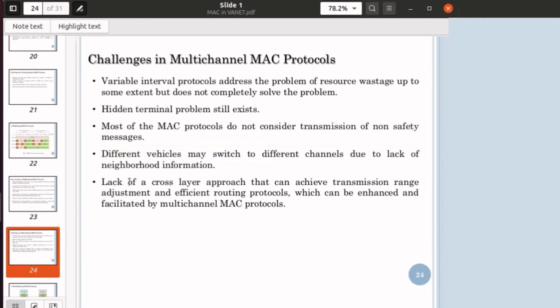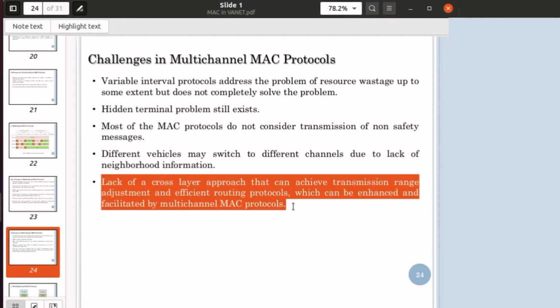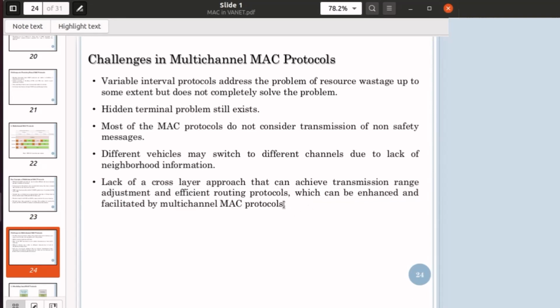Now, there is a lack of a cross-layer approach that can achieve transmission range adjustment and efficient routing protocols, which can be enhanced and facilitated by multi-channel MAC protocols. Okay, this challenge is related to the cross-layer approach, meaning relating to routing protocols. So routing protocols should be designed in such a way, or the MAC protocols should be designed in such a way, that both are compatible with each other. Okay, so when we are proposing any routing protocol, we should always keep in mind the multi-channel operation.